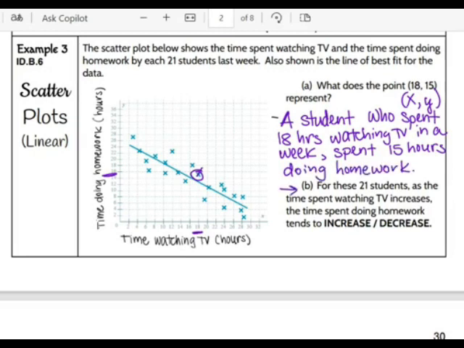Now let's look at B. For these 21 students, as the time spent watching TV increases, the time spent doing homework tends to, well, we see here that our data is going down, that the Y values are decreasing as the X values are increasing. So we would say the time spent doing homework tends to decrease.